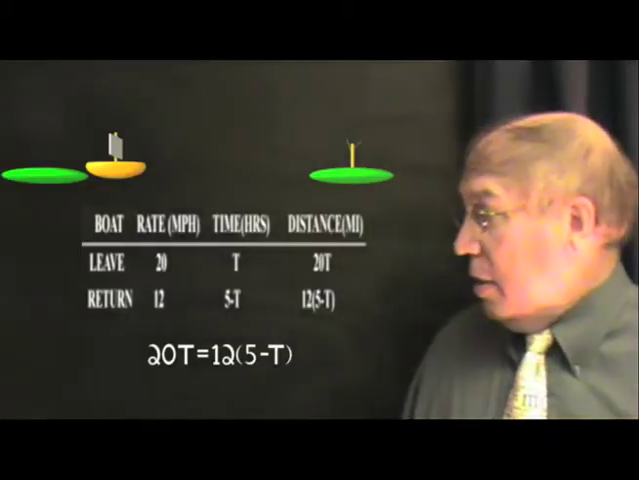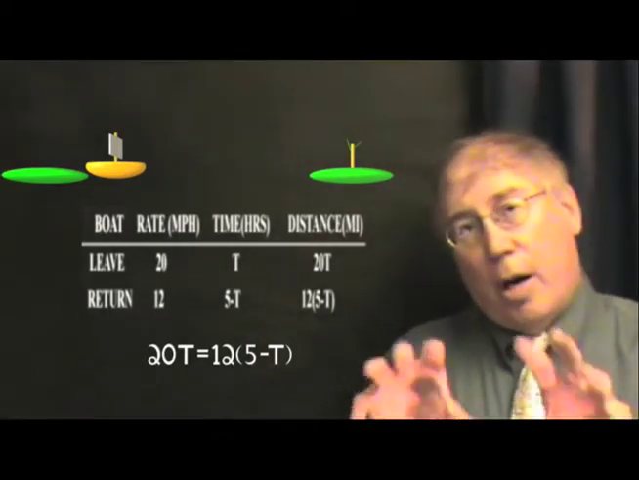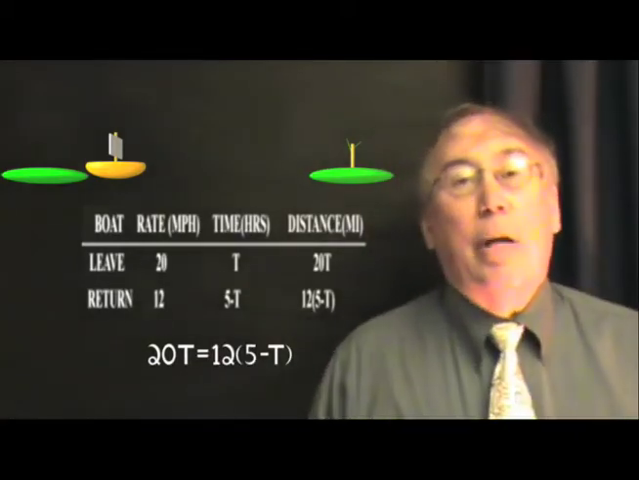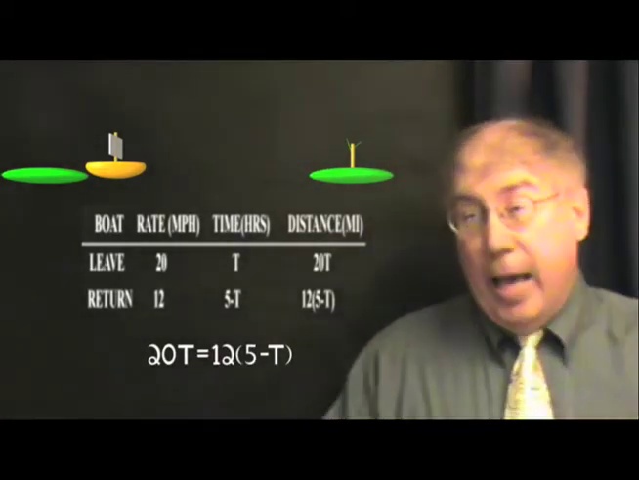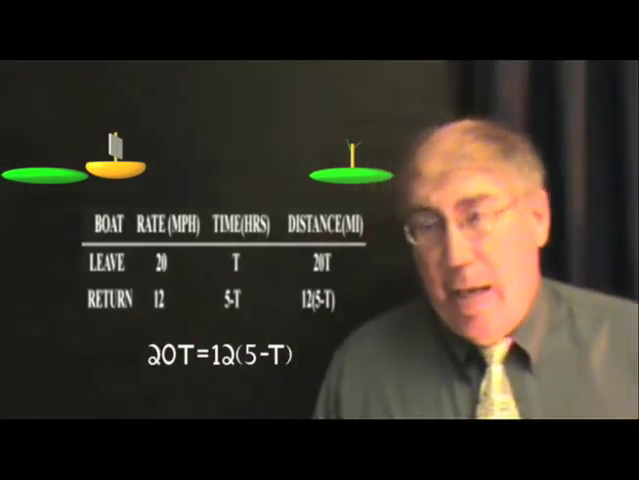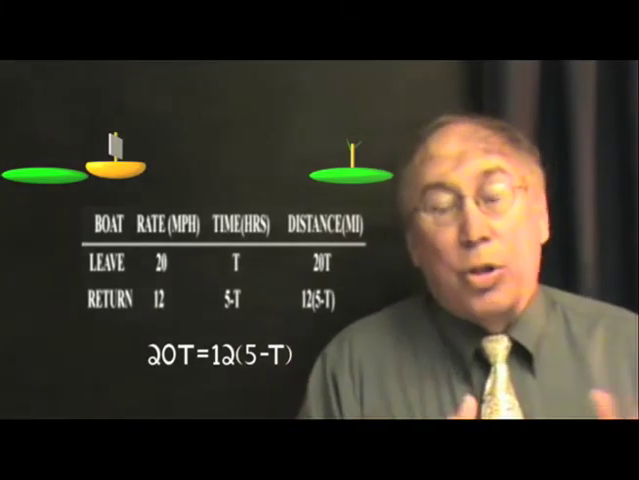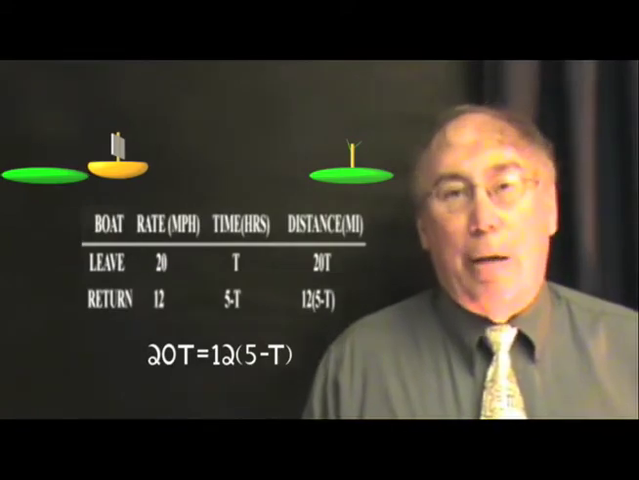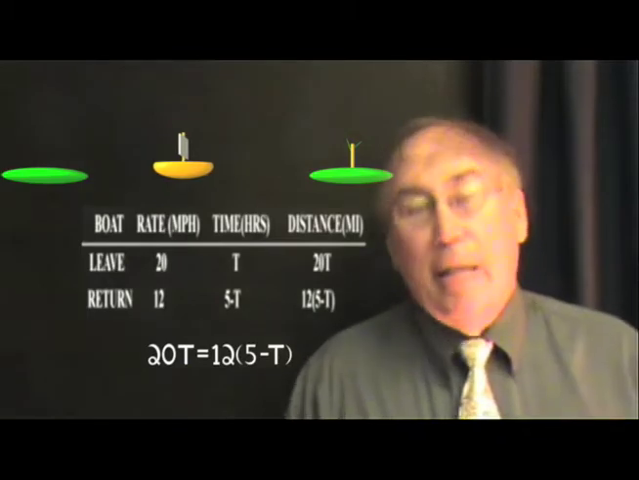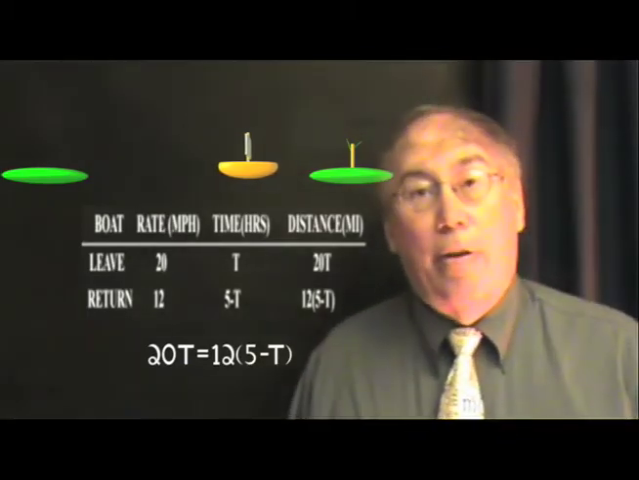Now, our last problem here involves a sailing ship, and it's going from a harbor to an island. And let's say it leaves at 20 miles per hour, and it takes a time t to get to the island. And on the return trip, he encounters a little bit of wind, so he's traveling at 12 miles per hour. And let's say the total time going and coming is 5 hours. So the return trip's time is going to be 5 minus t.